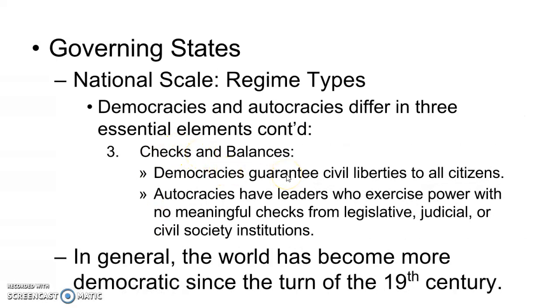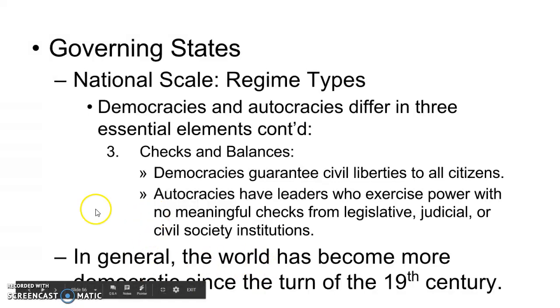Democracies guarantee civil liberties to all citizens. However, autocracies have leaders who exercise power with no meaningful checks from legislative, judicial, or civil society institutions. So autocracies really are their own ruler. They create the rules. They don't answer to anybody, really. You guys should definitely know an example of that. I don't know if I have one coming up here in the next slide or not.